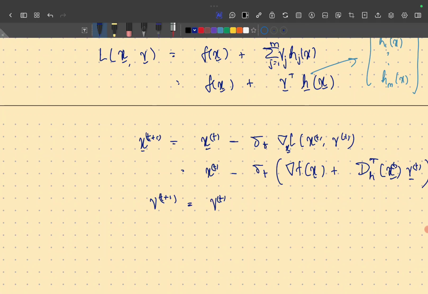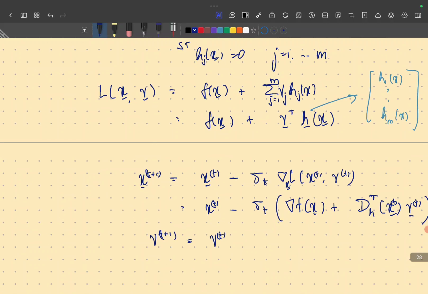This shouldn't be difficult. How do you choose nu? Nu is the Lagrange multiplier, right? My goal is to find that value of x comma nu which corresponds to a saddle point of the Lagrangian.